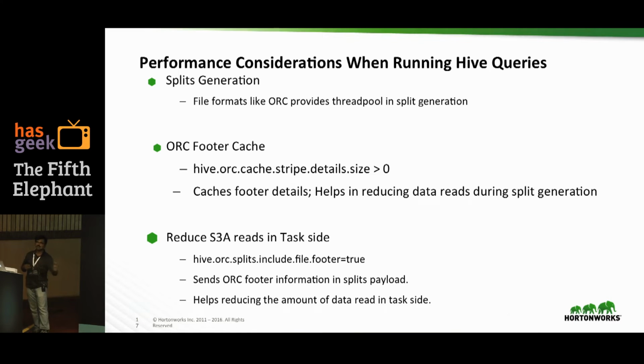Ideally, just now we read the footer details on the AM side. So what could have been done is that you could have passed on that particular footer details along with the split payload onto the task side itself. So that optimization has been made, and it was available earlier itself, but it was occupying a lot more memory on the AM side. So those problems have been fixed now. So that helps in terms of reducing the number of S3 reads on the task side.